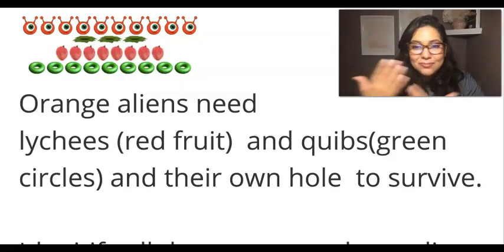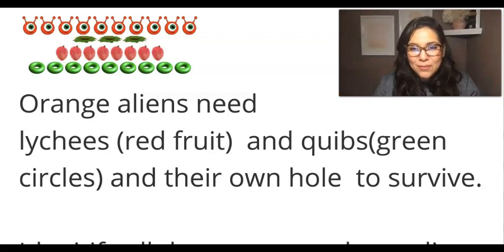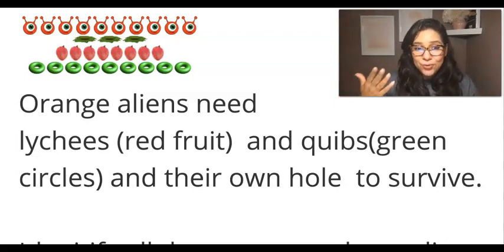So let's do a fun activity. You can grab a paper and a pen to write some notes down as we discuss this. Let's go over our scenario with orange aliens, right? So we have orange aliens and they need the red fruit, the green circles, and their own hole to survive, okay? Now, they need that. Without it, they cannot live.